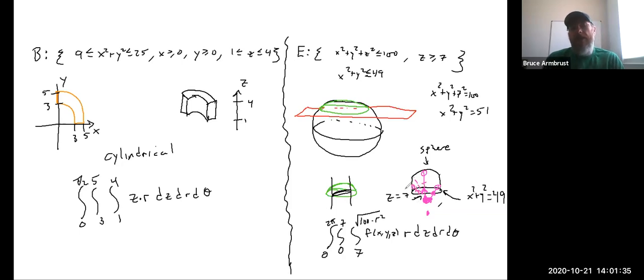And z equals 7, I'd have to convert that. It's not terrible, but it's going to be rho equals 7 secant of phi. But then going to the side, having to convert x squared plus y squared equals 49 into spherical. Again, that's a whole lot of nope.